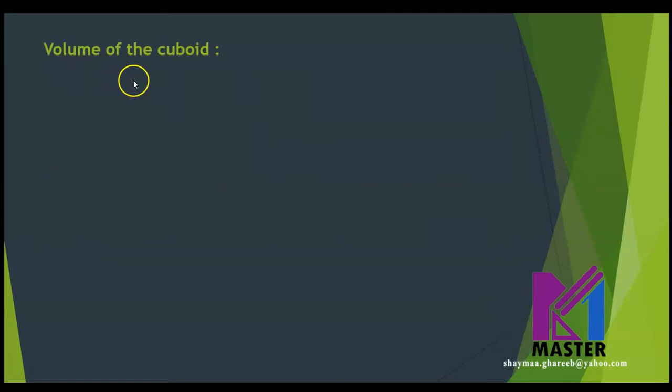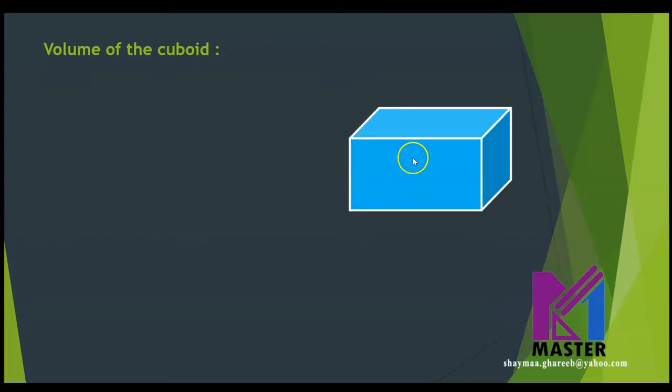Now, let's see how we can calculate the volume of the cuboid. This is the cuboid, and it is a 3D shape. And what is the meaning of 3D? Three-dimensional shapes. So, what is the meaning of dimensions? We have 3 dimensions, which are length, width, and height. And this is the meaning of 3 dimensions.